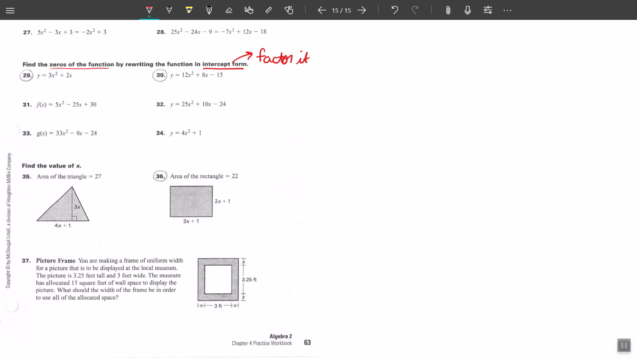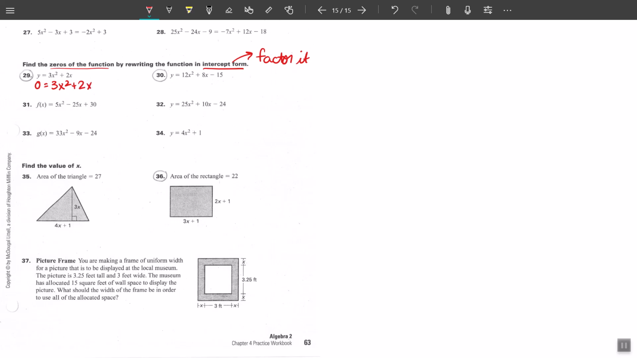So I'll show you in number 29 what I mean. But you're just setting them equal to 0 and solving for x. All right, so we start this out. It's just as simple as plugging in 0 for y. So now you have an equation that looks like the ones we just did above.